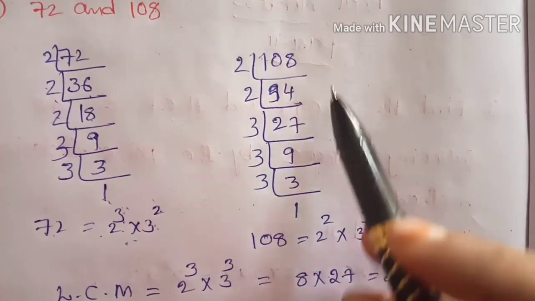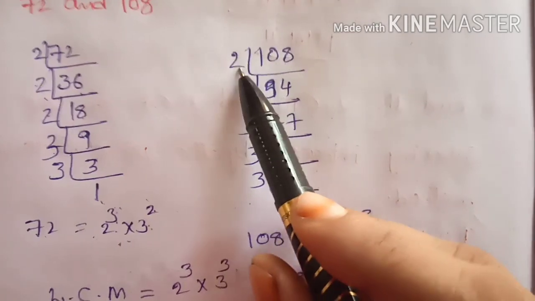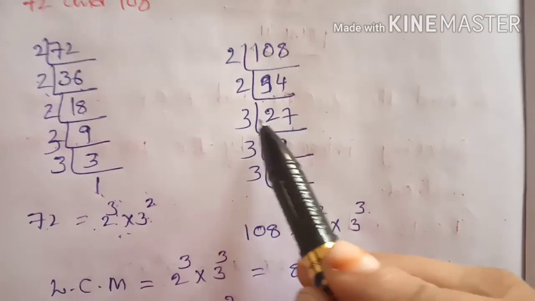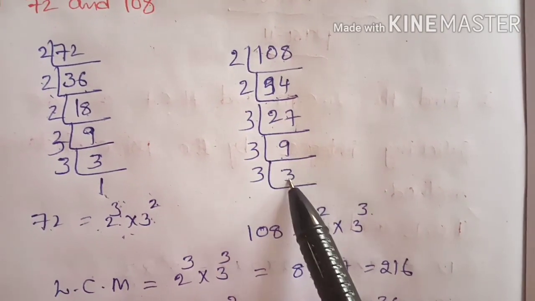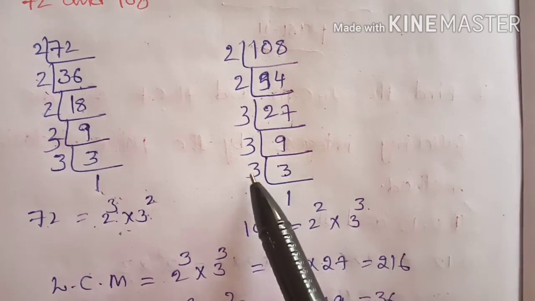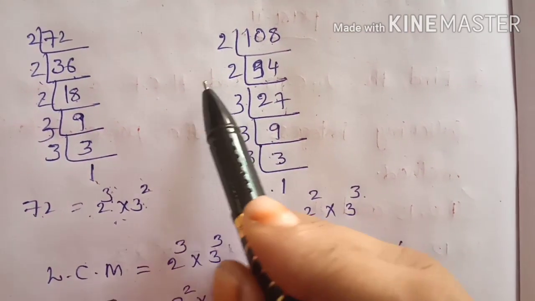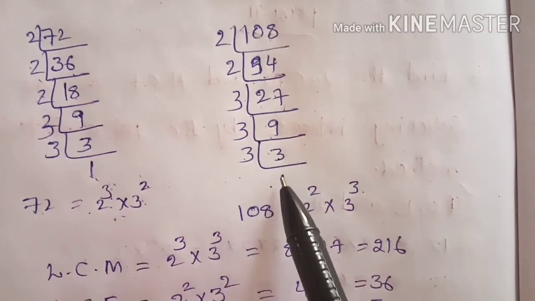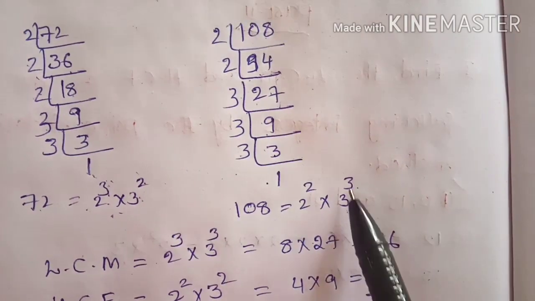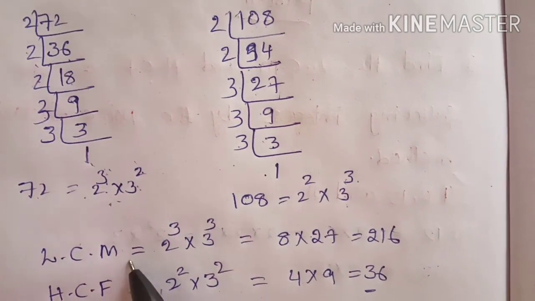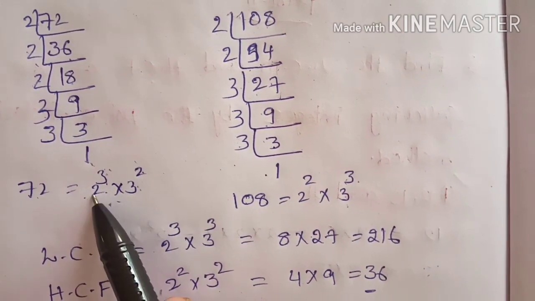Okay. Next, 108. Prime factorization. 2 fifty-fours are 108, 2 twenty-sevens are 54, 3 nines are 27, 3 threes are 9, 3 ones are 3. Okay. Then 108 is equal to how many 2s? 2 square. How many 3s? 3 cube.